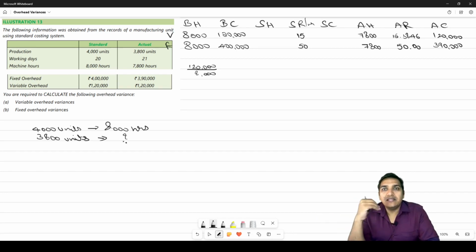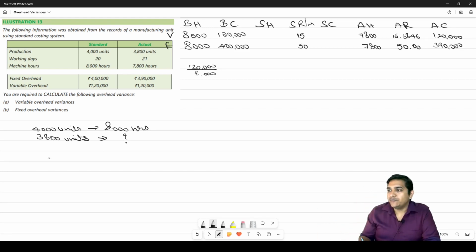But how many hours should I have taken? Meaning, what is the standard, the normal number of hours I should have taken to manufacture 3,800 units. So we will do this: 8,000 divided by 4,000 into 3,800. We get 7,600 as my standard hours.